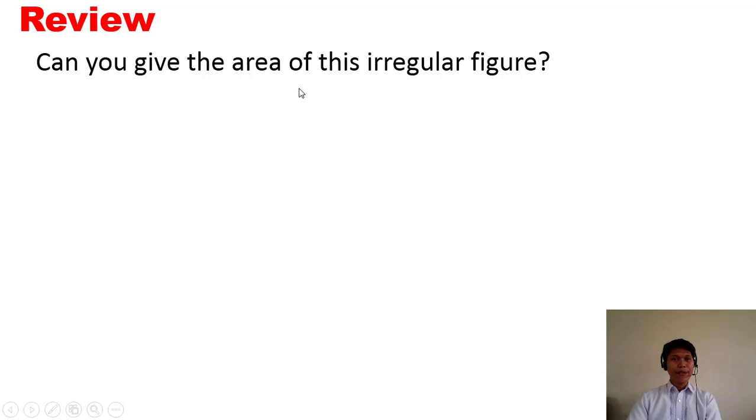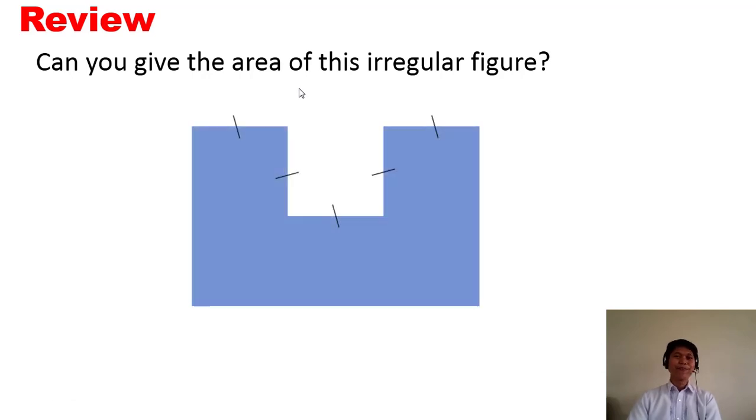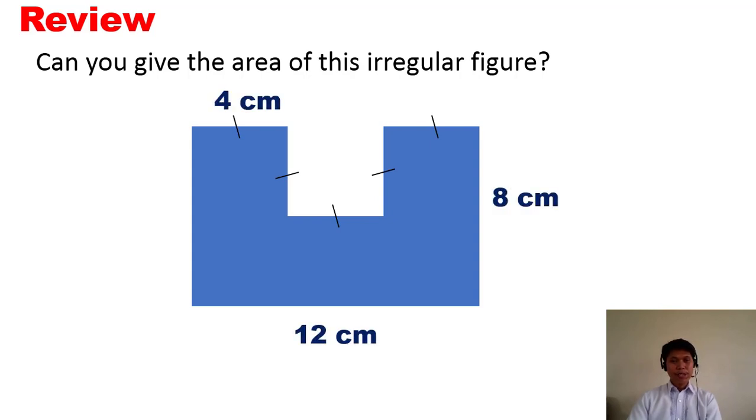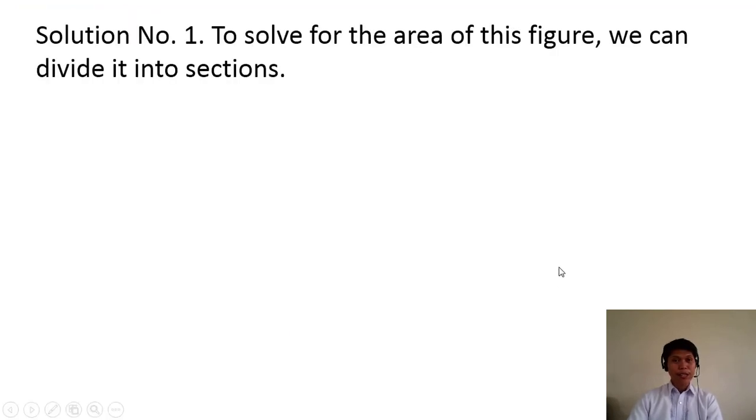Okay. Next, let's have a review. Our last topic was all about finding the area of the irregular figure. So this is the irregular figure that we'll be solving for. So this is 12, this is 8, and this is 4. If you watch my previous video, you can check with that video. I explained already how to find the area of the irregular figures. We have examples there. So this is one of the examples presented in that video.